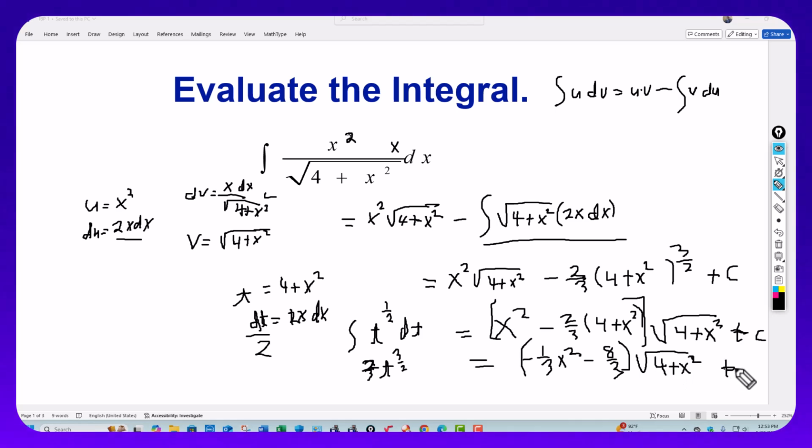Plus the constant of integration. Now I could factor out a 1/3 here in front, and in the parentheses I would have a minus x squared. This would be a plus here though. So it's 1/3 x squared minus 8/3. But like I said, I could factor out a 1/3 here and make that coefficient in front 1/3 and then x squared minus 8. So you can rewrite this part as 1/3 times parentheses x squared minus 8 times the radical here.